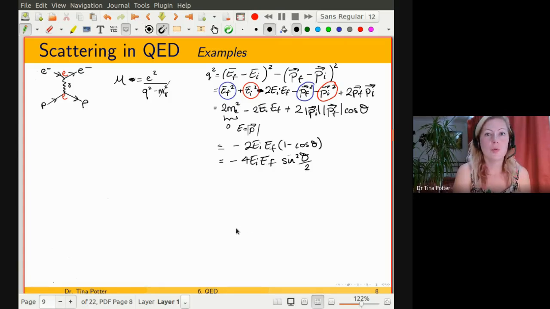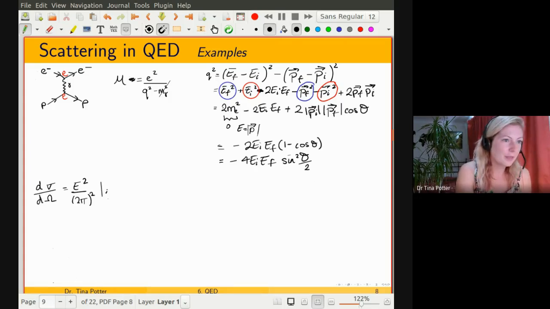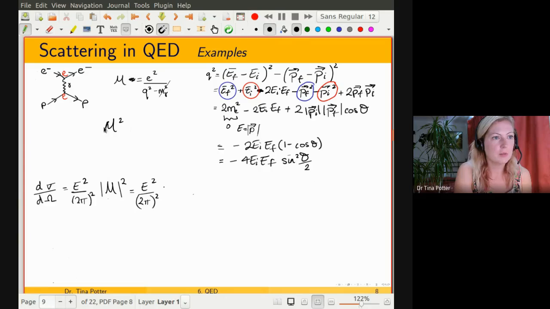Okay, so when we put this into the Born approximation, or into our matrix element here and the Born approximation for the differential cross-section, let's remind ourselves of that. Our differential cross-section, the thing that we're trying to calculate, is E squared over 2 pi squared. If you have no idea where this is coming from, please go back to chapter 2, where it was derived, times the matrix element squared. So we now have everything for our matrix element squared with our Q squared. Our matrix element squared is E to the power of 4 over Q to the power of 4.